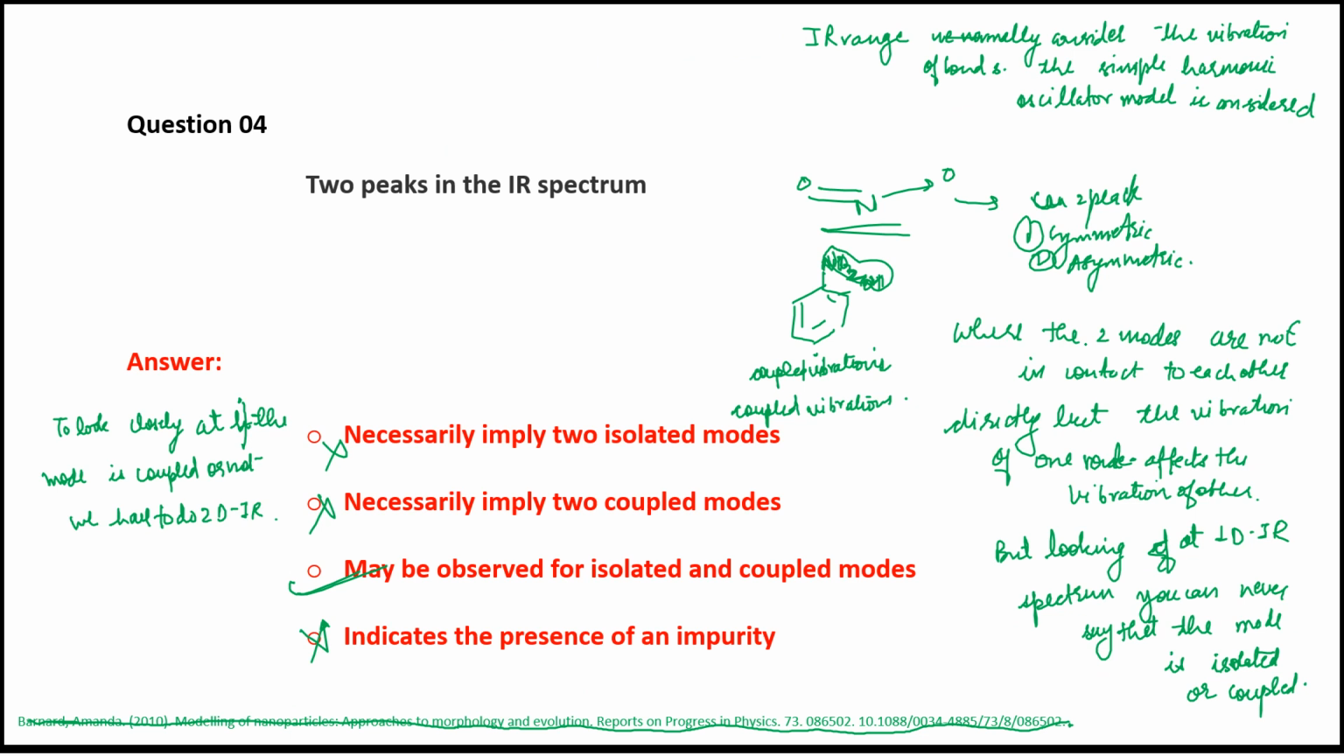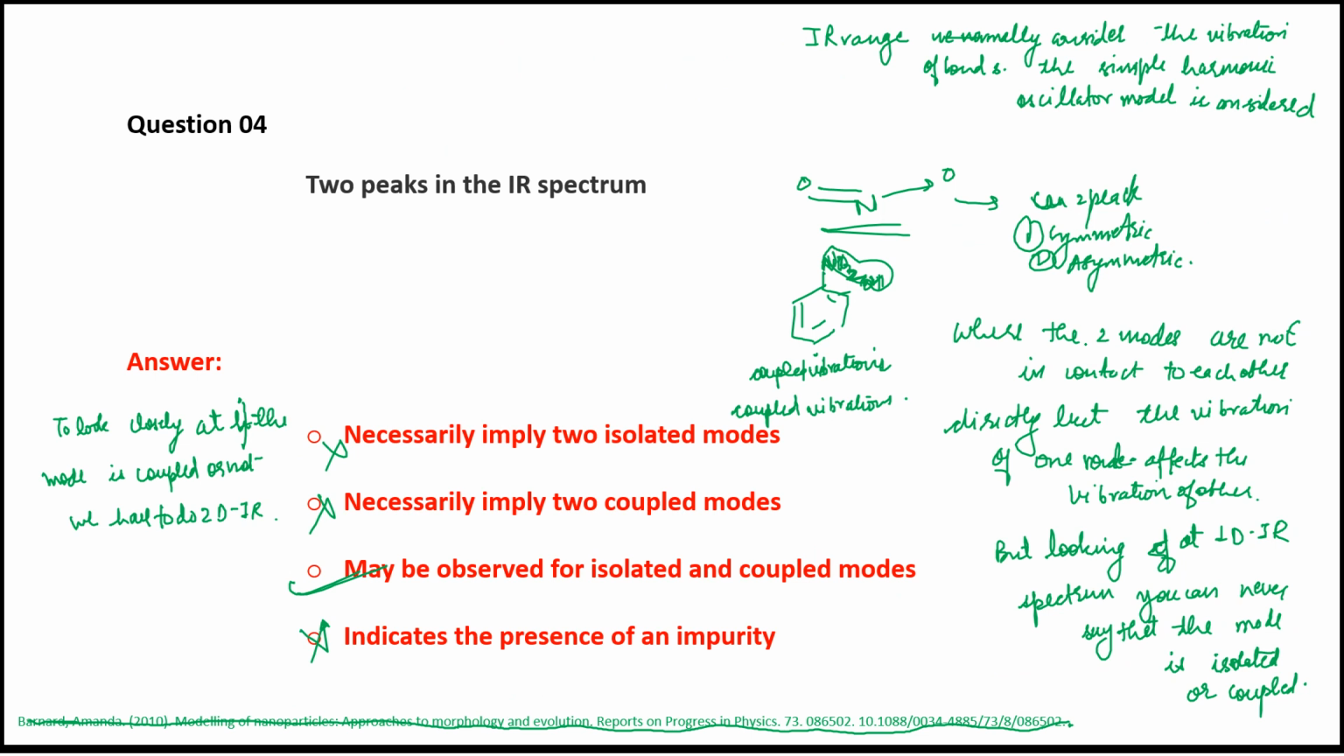Next, we had discussed two peaks in the IR spectrum. Necessarily, this is the next topic that was discussed in week 12. The IR spectrum comprises lots of peaks. They may be connected to each other or not connected to each other, but still they give peaks. Now, from the 1D IR which we normally see, we cannot distinguish if the two modes are coupled or not, if they are isolated or not.